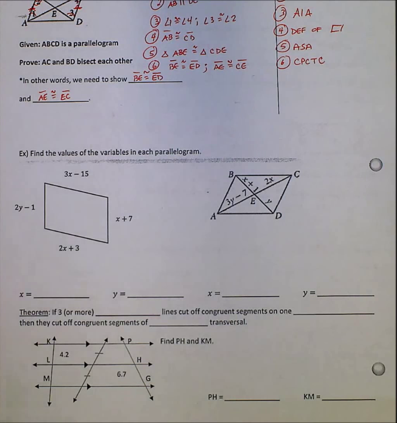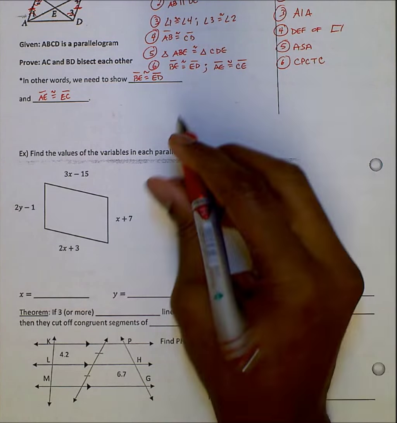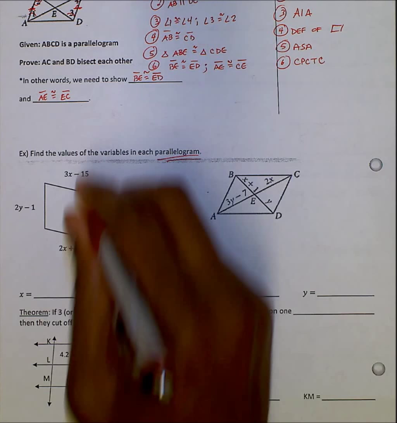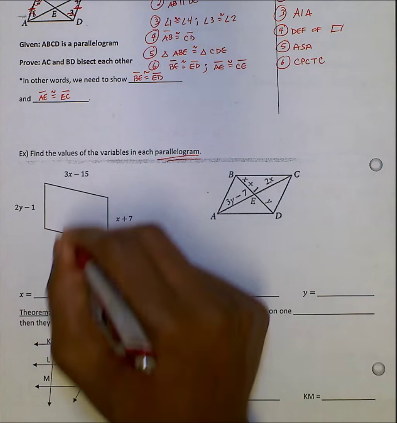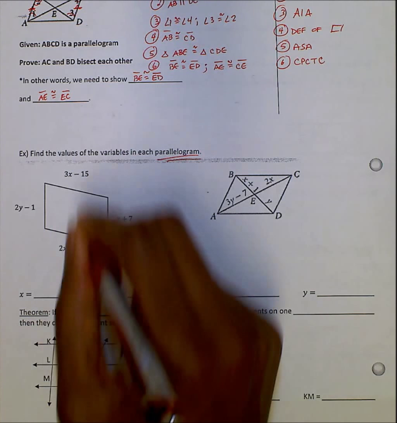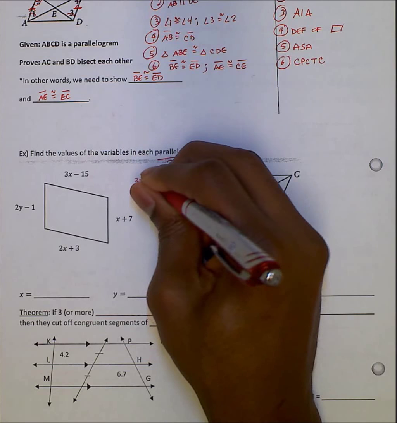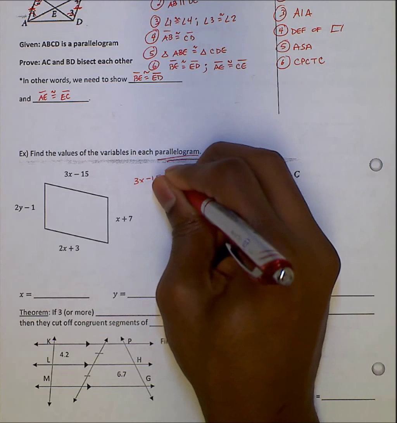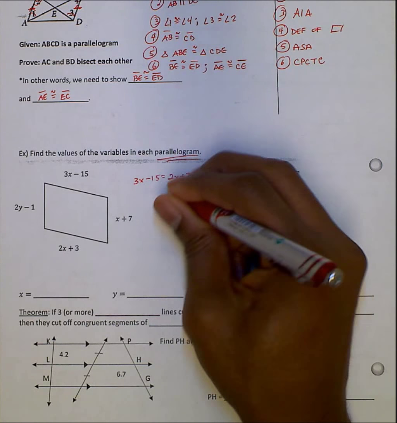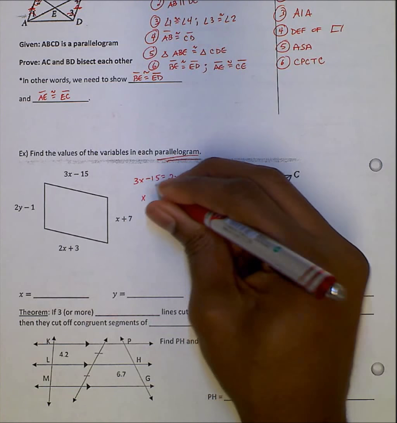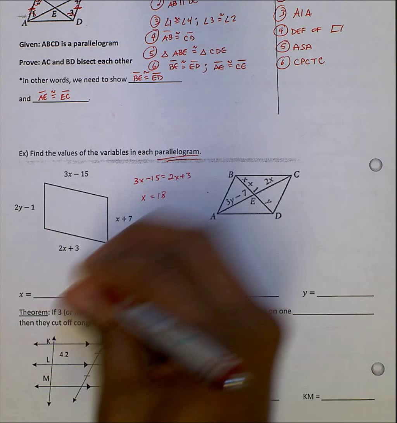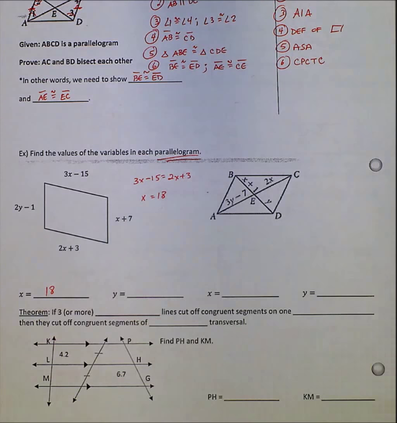You might see more problems like this. Find the values of the variables in each parallelogram. Now it's up to us to know what the parallelogram's characteristics are in order to solve for them. If I'm trying to find x in this problem, I have x's here with the opposite sides. I know opposite sides of a parallelogram have to be equal to each other. So now I can solve. Subtract 2x from both sides, add 15 to both sides, x equals 18.